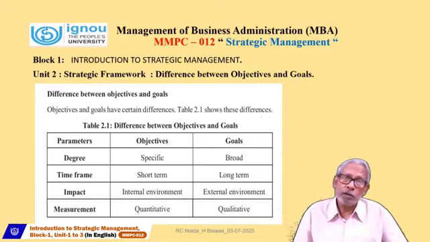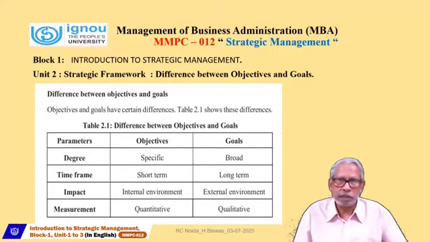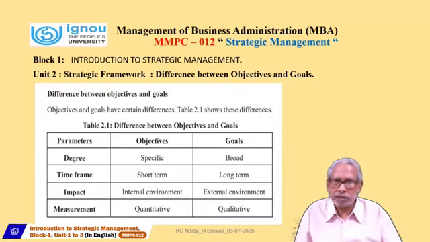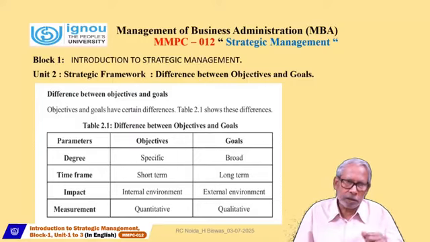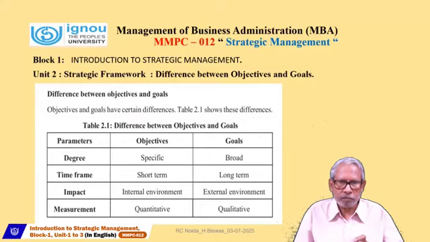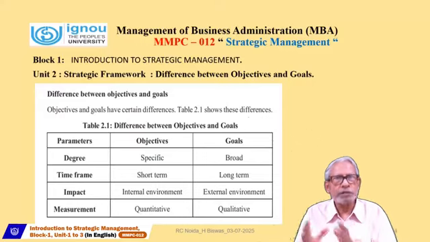Sometimes we get confused about what is a goal and what is an objective. We say we will achieve the goals, but somehow we have to achieve the objectives. So now let's see the parameters: degree, time frame, impact, and measurement. Objectives, if we see the degree parameter, in this case objectives are specific. Goals are basically at a broad level, the organizational goals.